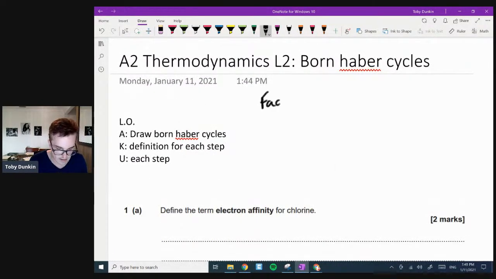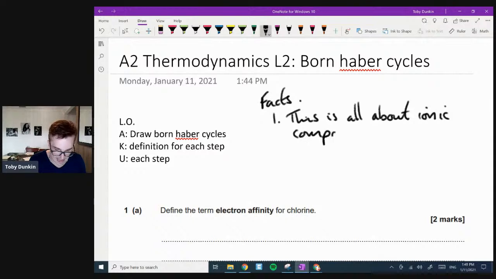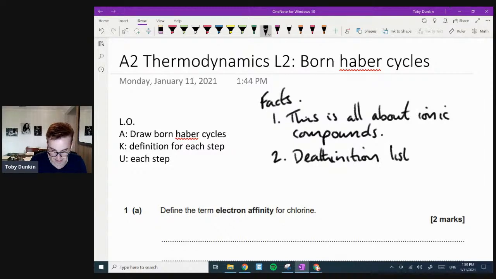So the first takeaway point from last lesson was that this is all about ionic compounds. We realized that Hess cycles focus on covalent, whereas Born-Habers focus on ionic. We then saw we had the definition list. This is because each step in the ionic compound formation has its very own enthalpy definition.